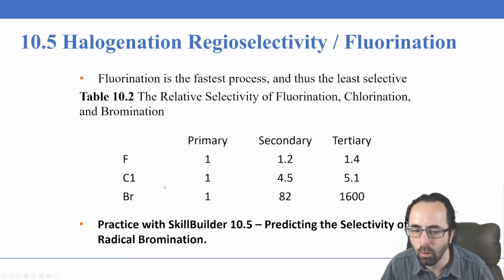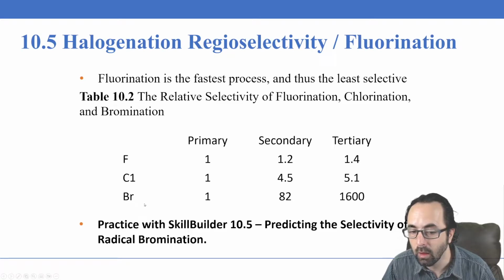When it comes to chlorine, this should say chlorine, not C1, we can see that the primary is very, very slow, secondary much faster, tertiary even faster. But the secondary and tertiary are very competitive with one another. You're going to get a significant amount of both. Even if you have primary, you'll get some.